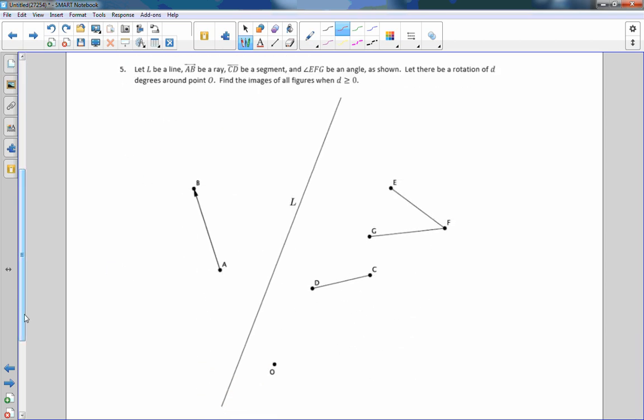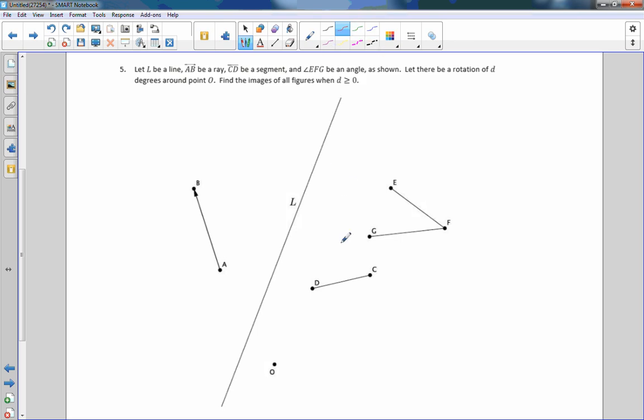Number 5. Let L, right here, be a line. Ray AB is right here. Segment CD is right here. And angle EFG is right here. Let there be a rotation of D degrees around point O. Find the image of all figures when D is positive. So we're going in a positive direction, which is counterclockwise.